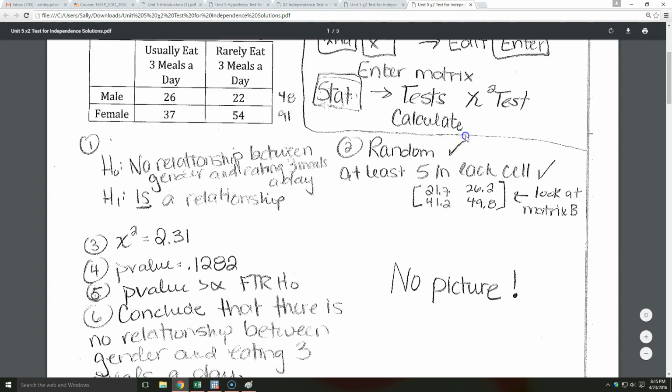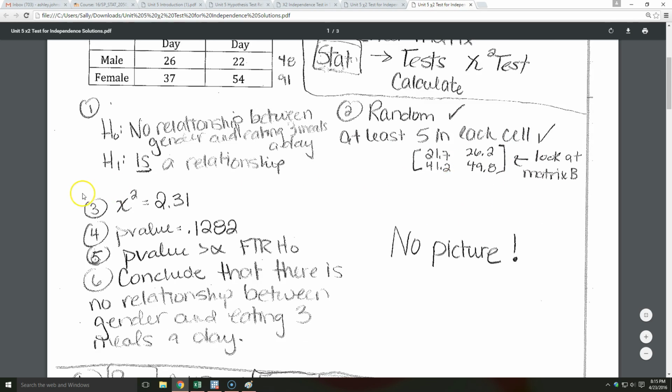So we can pass random right now, but we can't pass this assumption yet. We'll get to that in Stata. So this assumption, you have to remember to come back to it. The chi-square value, we'll get that, but I always do chi-square equals, p-value, alpha. And so then when I come back to the problem, I can just write in everything that I get from Stata.